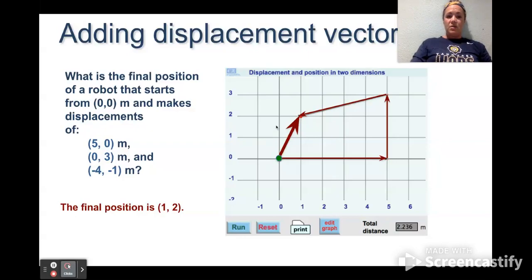And then the final position gives us this total displacement, right? This right here is the displacement of the robot, even though its entire distance is the vectors that it moved along, right? But the final position, 1 over 1 up 2. 1, 2, that's its final position.